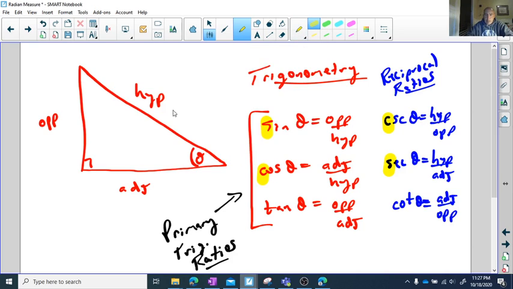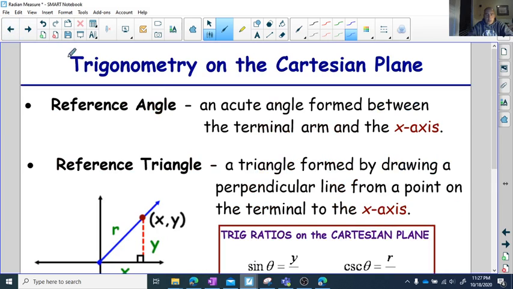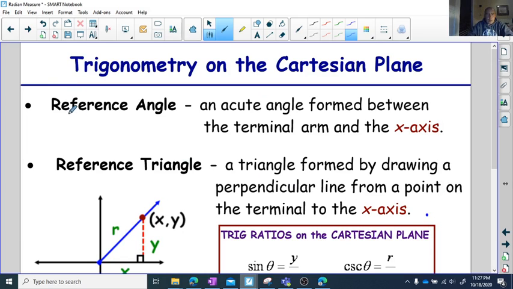All right, so we're going to take this basic stuff that you would have done in grade 10, and we're going to now move this onto our Cartesian plane, which is our graph and our rotation angles. Just going to switch these around. Okay, so on a Cartesian plane, we will have something called a reference angle, and we will then be able to create what are called reference triangles.